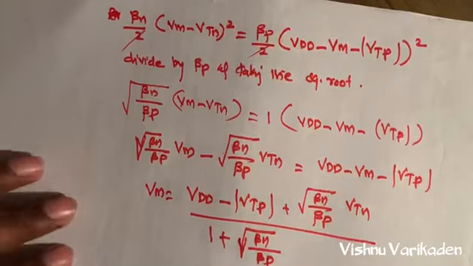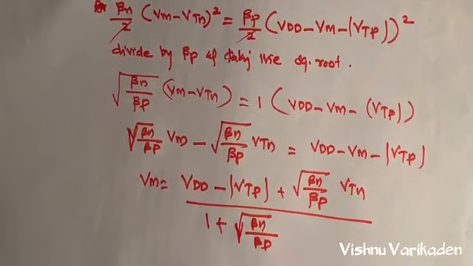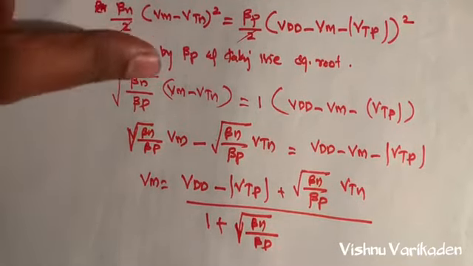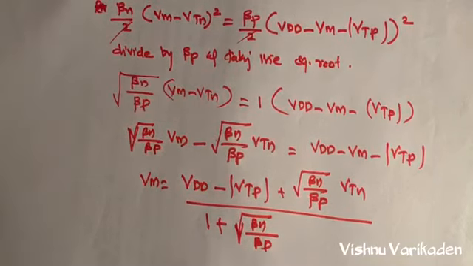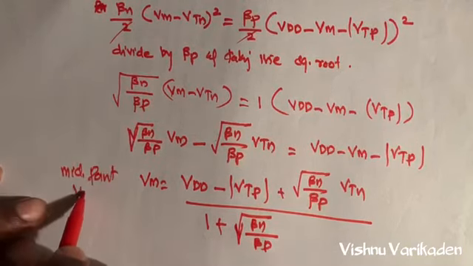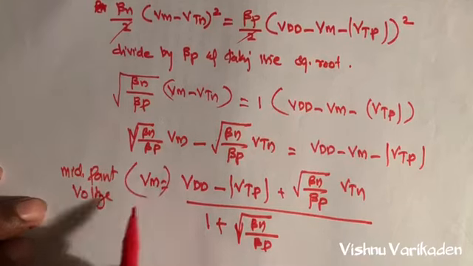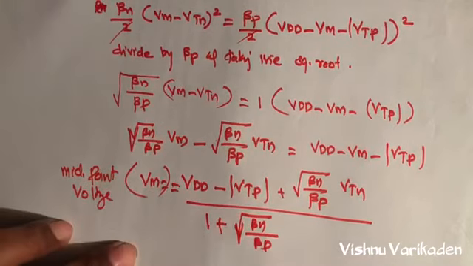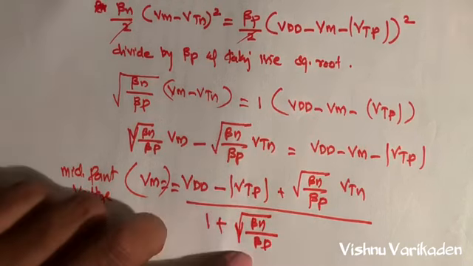1 plus root beta n by beta P. So this is the equation. Now we can consider the midpoint voltage. VM is equal to VDD minus VTP plus root beta n by beta P into VTN, divided by 1 plus root beta n by beta P.